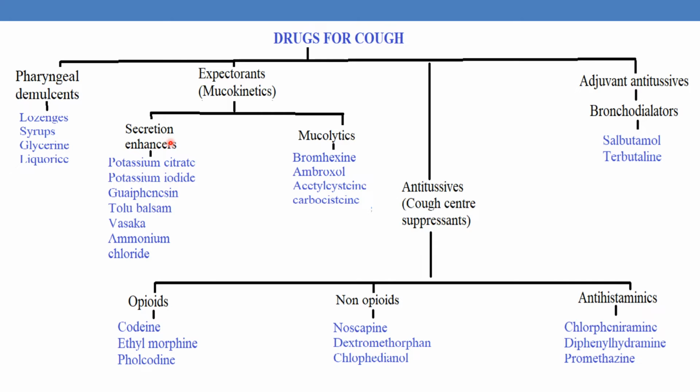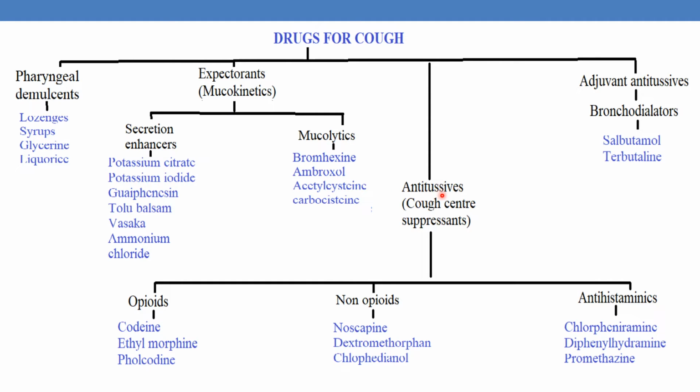Examples of secretion enhancers are potassium citrate, potassium iodide, guaifenesin, tolu balsam, Vasaka, ammonium chloride. Coming to mucolytics, the examples are bromhexine, ambroxol, acetylcysteine, carbocysteine.